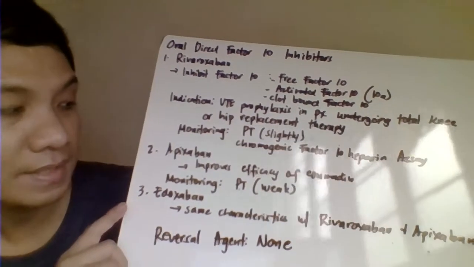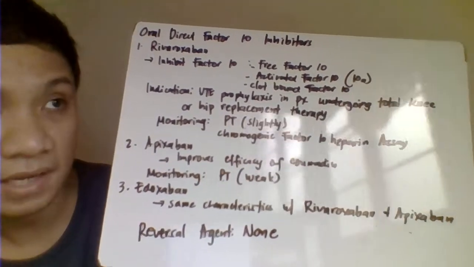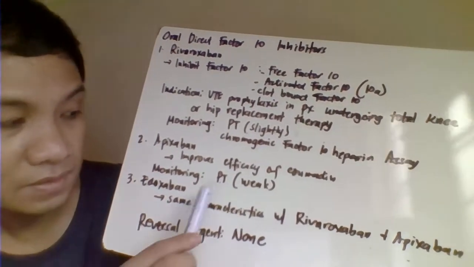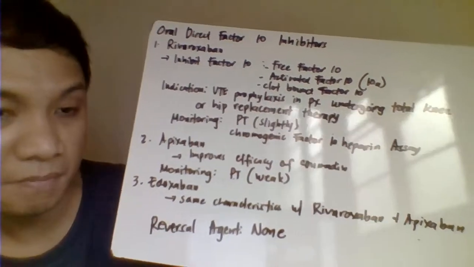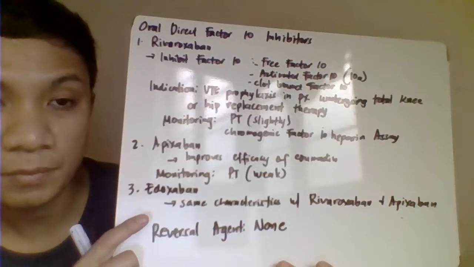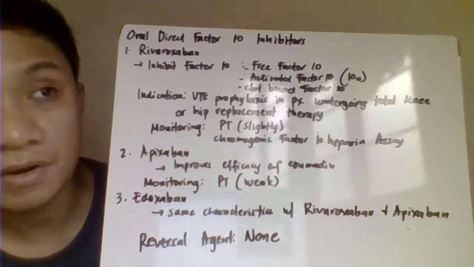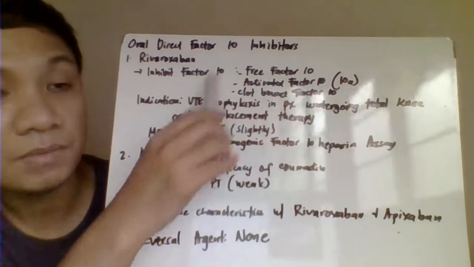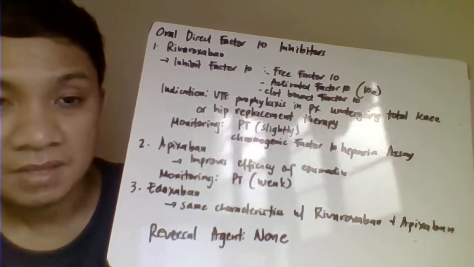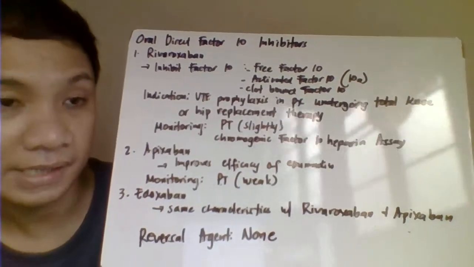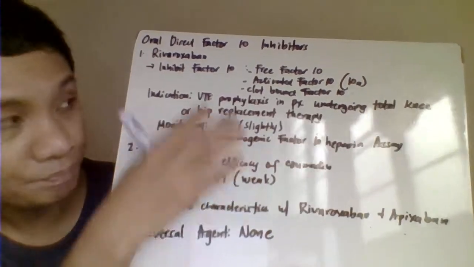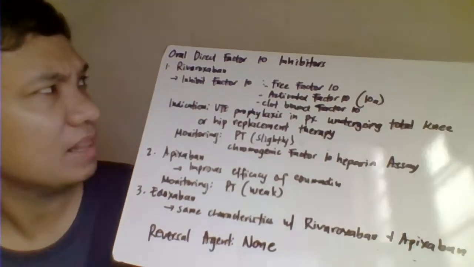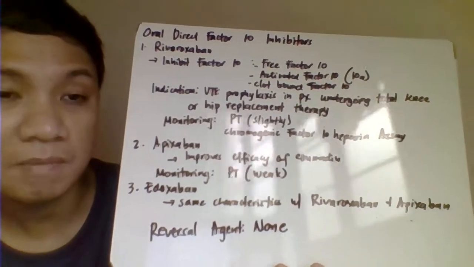Next, we have your apixaban. Apixaban tries to improve the efficacy of your patient on the coumadin therapy. So, monitoring of that is also by your prothrombin time. Edoxaban would have the same activity as your rivaroxaban and your apixaban. So, basically, again, all of them try to inhibit the clotting process by inhibiting the activity of your factor 10. So all of them belong to your oral direct factor 10 inhibitors.